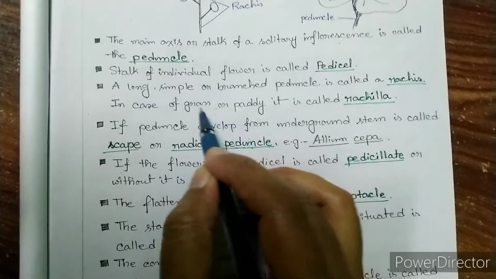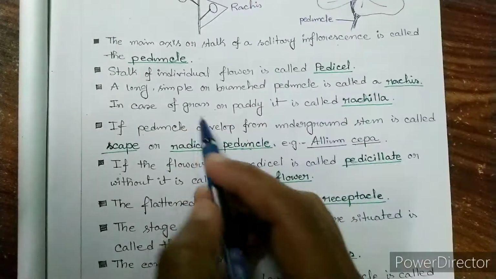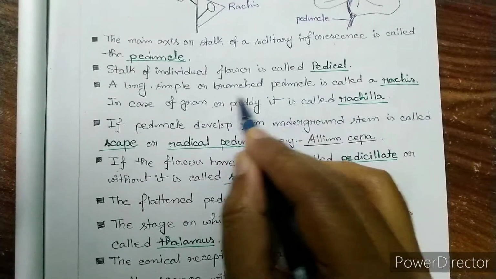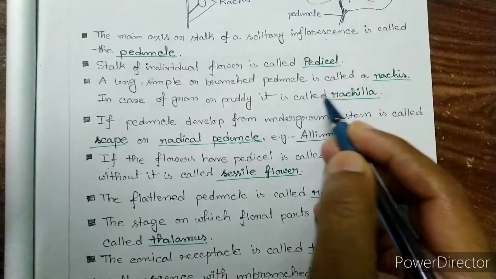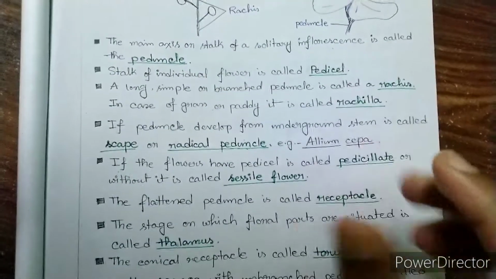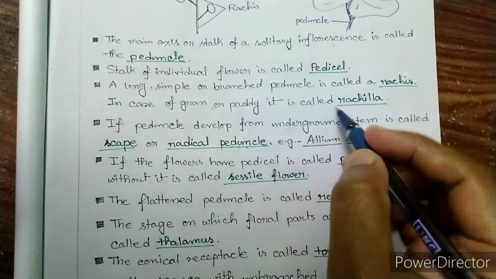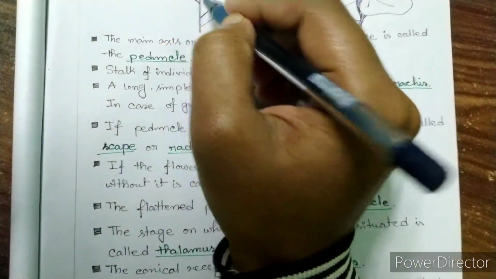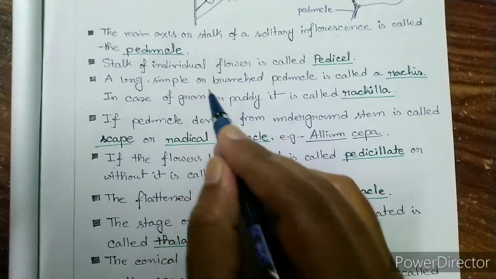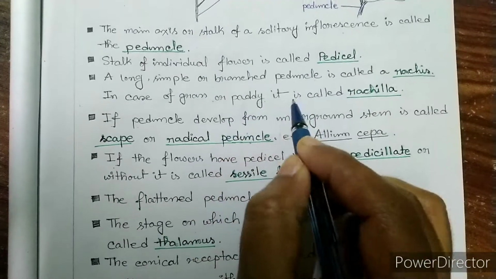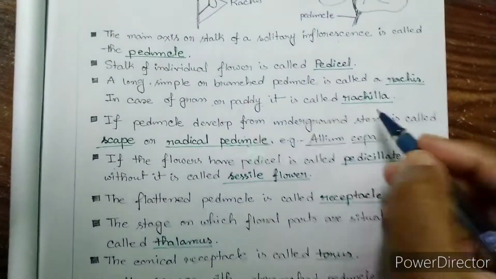Next, in case of grass, I hope you all know what they look like. Okay, so the grass or paddy like Oryza sativa has a stalk, and their stalk is called rachilla. Okay, this is too long, this is not short. Whenever you think about paddy or grass, this is not a small stalk. If you take Oryza sativa as an example, you look, this is a long stalk. Okay, so this is called rachilla.